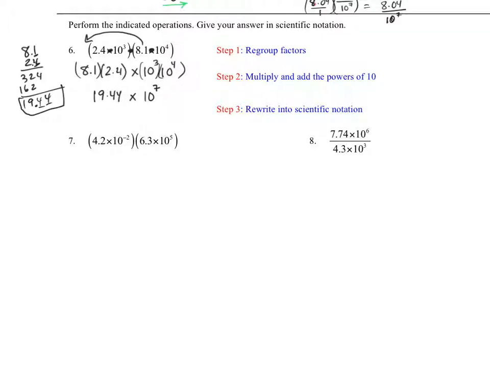And the final step is to rewrite in scientific notation. It's not quite in scientific notation yet because this 19.44 is not between 1 and 10. So just rewrite 19.44 as 1.944 times 10 to the first power. And then that's being multiplied times that 10 to the 7th. Okay, and then we get to use the multiplication property of exponents and just add up these exponents of 1 and 7. Again, so we get to do that a second time. So our final answer is 1.944 times 10 to the 8th. And that is done.